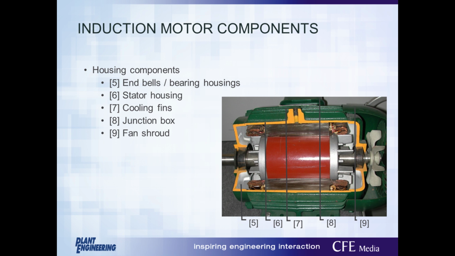Next slide, we have housing components: end bells on both sides of the machine, the bearing housings and stator housing, which are both painted orange here, the cooling fins on the outside of the motor, the junction box where the motor terminals are found. It's hard to see, it's kind of in the back of the motor on this picture. And then finally, labeled number 9 will be the fan shroud, and that's used to safely guard the fan during the motor operation.